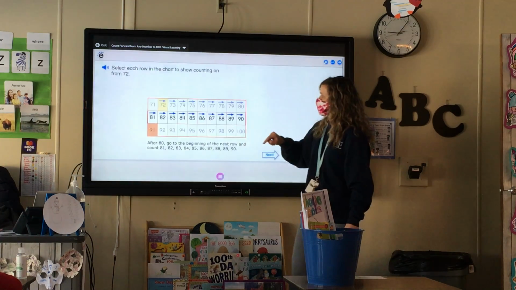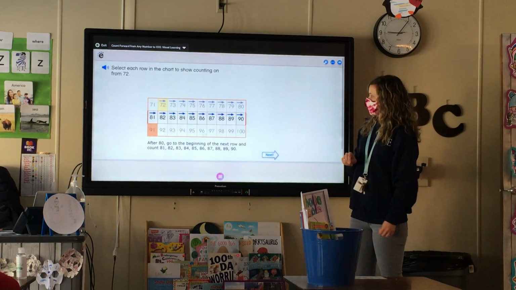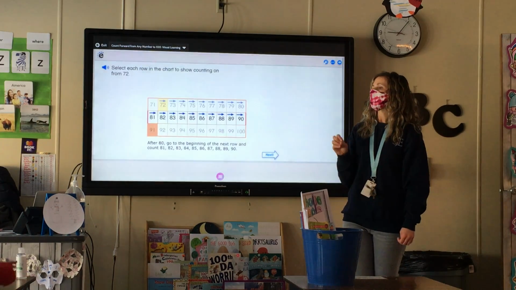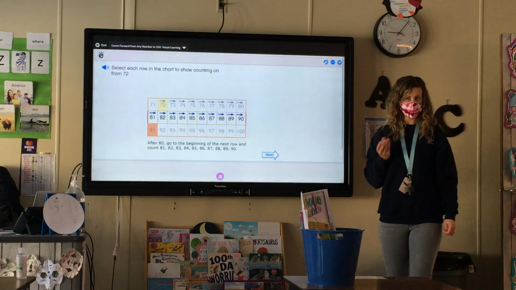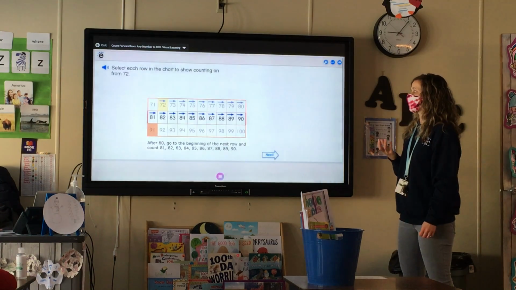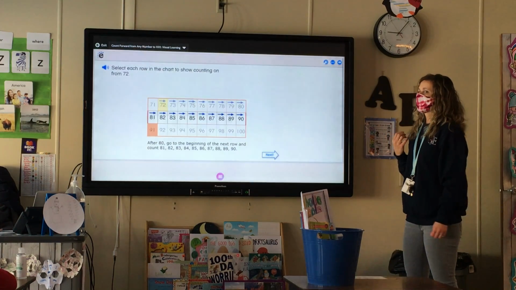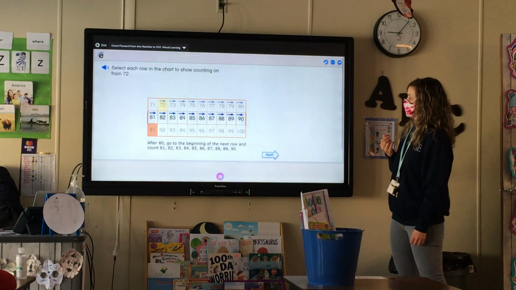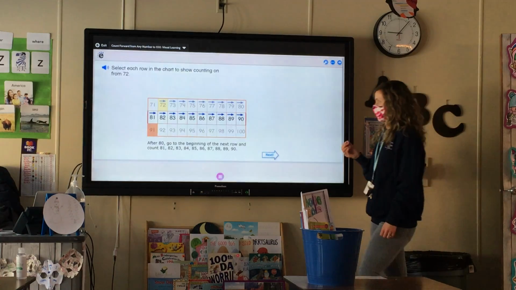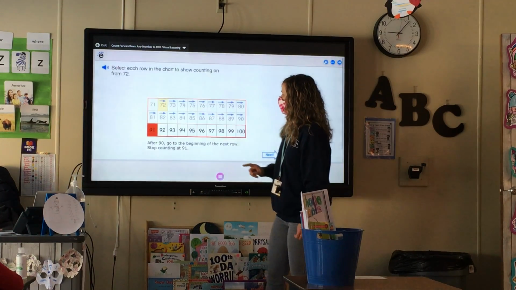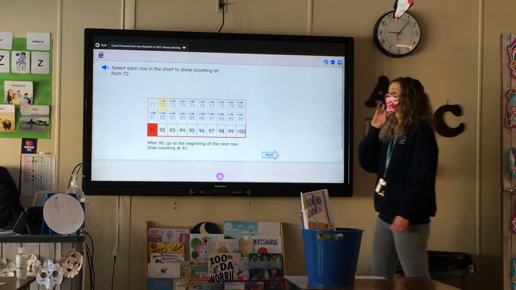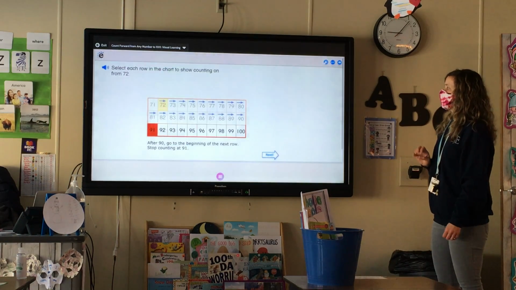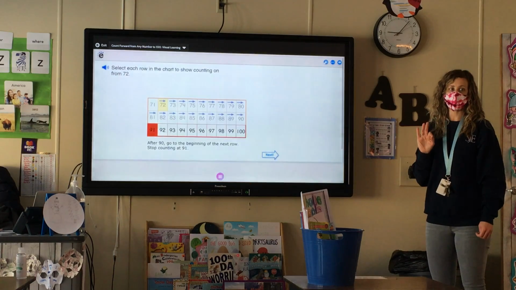Keep counting. After 80, go to the beginning of the next row and count 81, 82, 83, 84, 85, 86, 87, 88, 89, 90. Okay, last row. After 90, go to the beginning of the next row. Stop counting at 91. Ooh, so there it says to stop at 91.